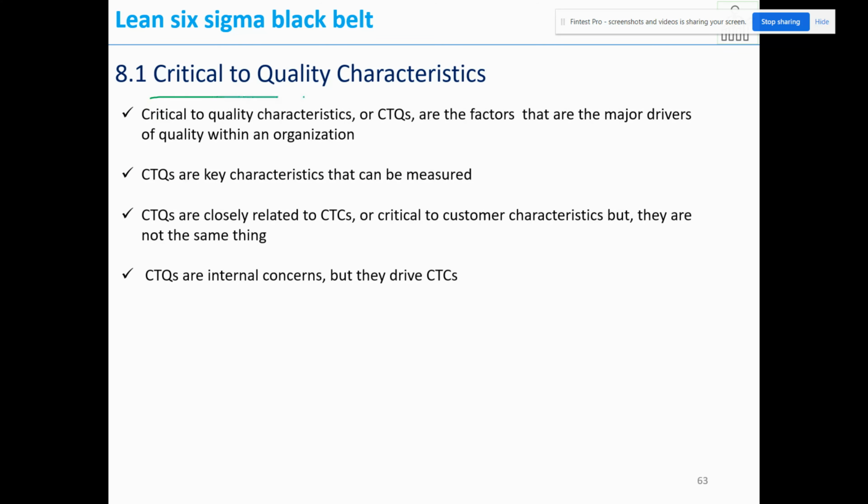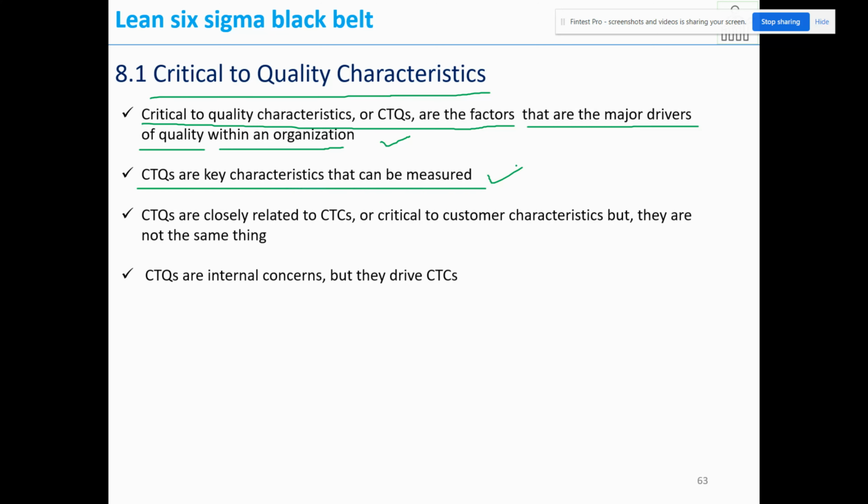Now, critical to quality characteristics are CTQs. Critical to quality characteristics, or CTQs, are the factors that are the major drivers of quality within an organization. What we call CTQs are the key factors that are going to drive the quality within the organization. CTQs are key characteristics that can be measured. So the CTQs can be measured.